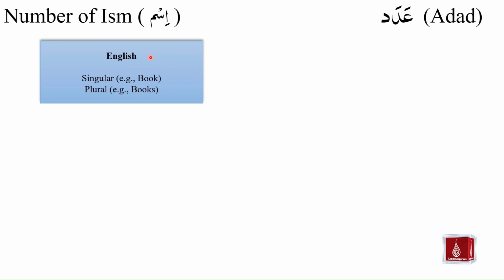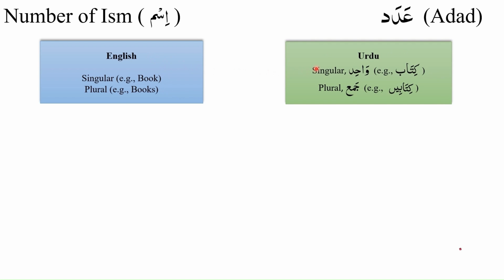Similar to English, in Urdu language, we also have 2 categories when it comes to grammatically looking at numbers. We have the singular group and the plural group. The term used for the singular group is wahid, and the term used for the plural group is jamaa. For example, in Urdu, if we are referring to one book, we will use the word kitab. Or if we are referring to 2 or more books, we will use the word kitabein or kitabon.